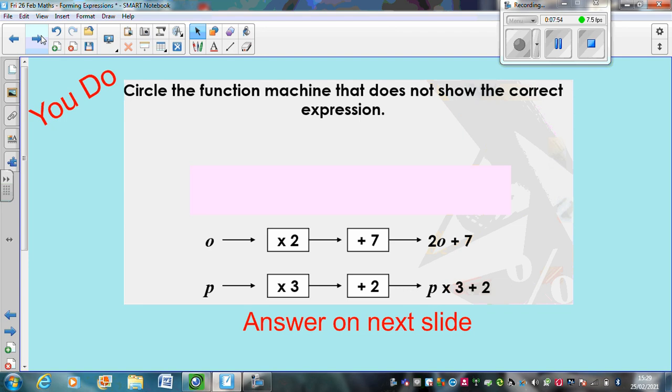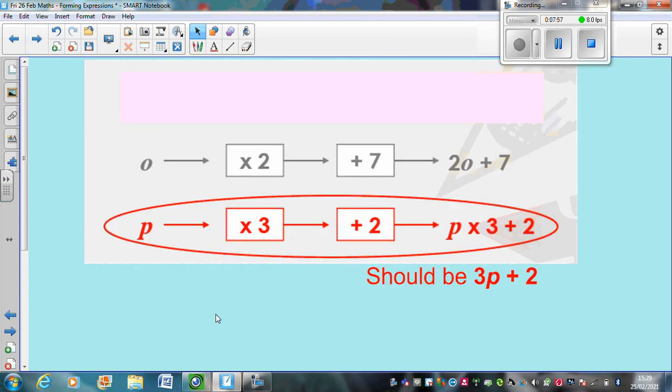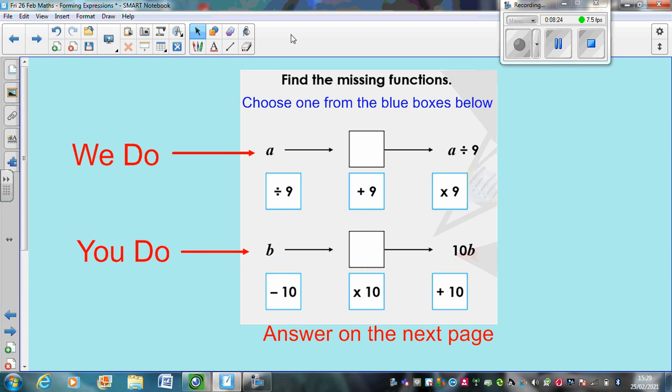Okay, so here's your answer. The incorrect one, P times 3 plus 2, is not written as P times 3 plus 2, but 3P plus 2. Remember, we don't need to say P times 3, we say 3P, 3 lots of P. Simple as that.